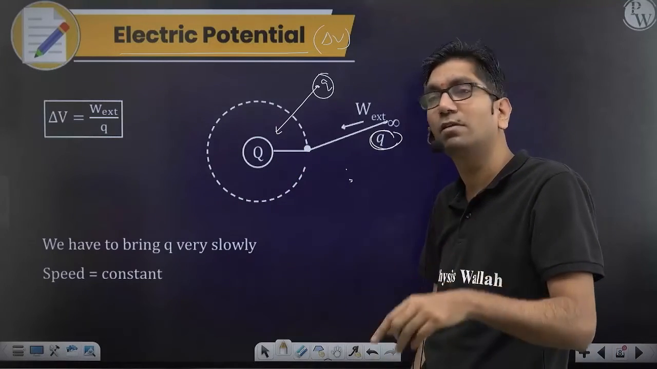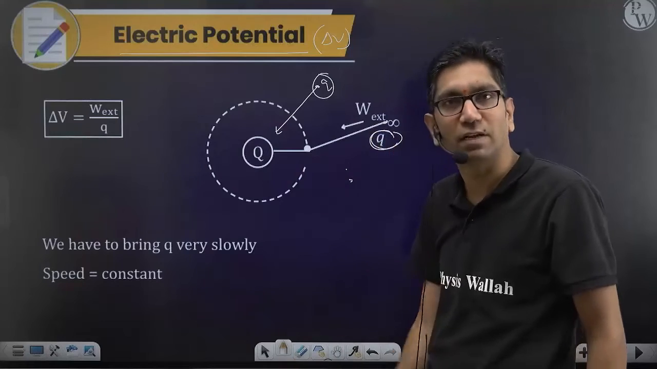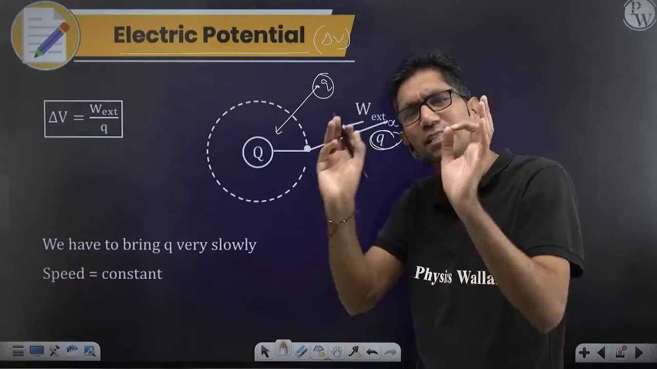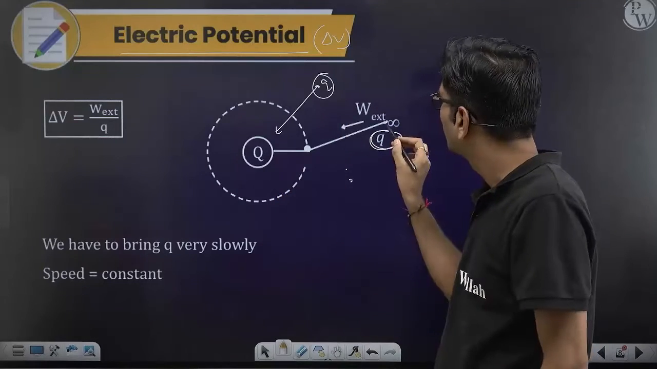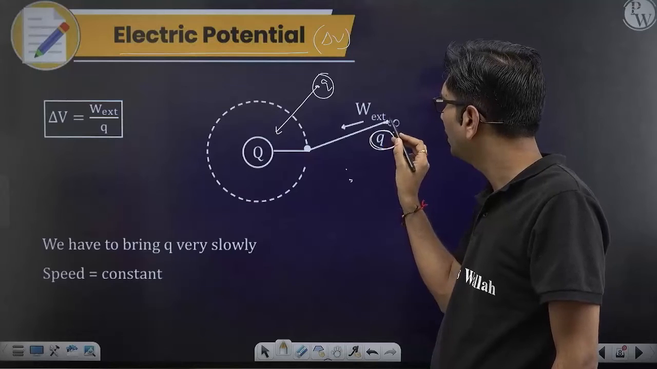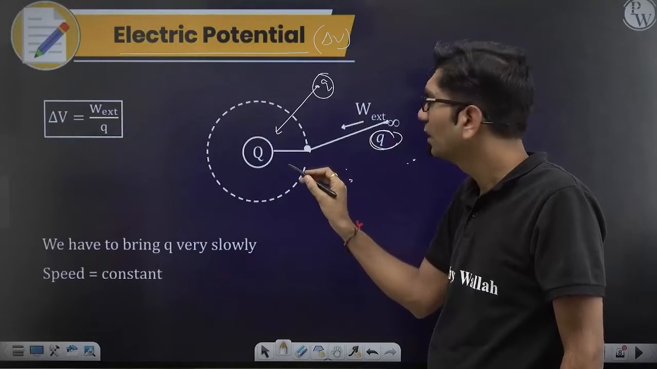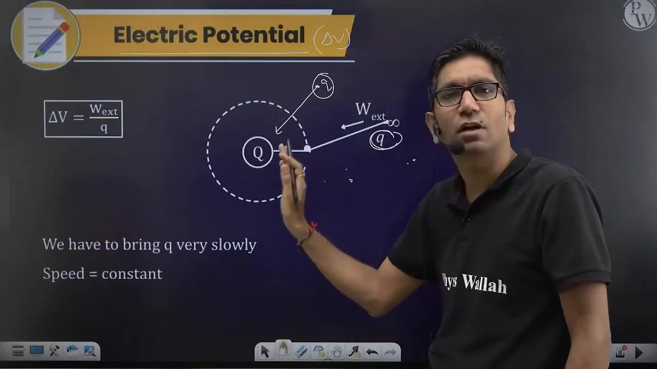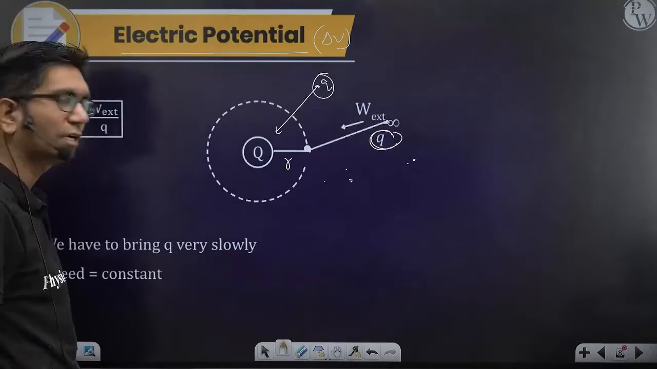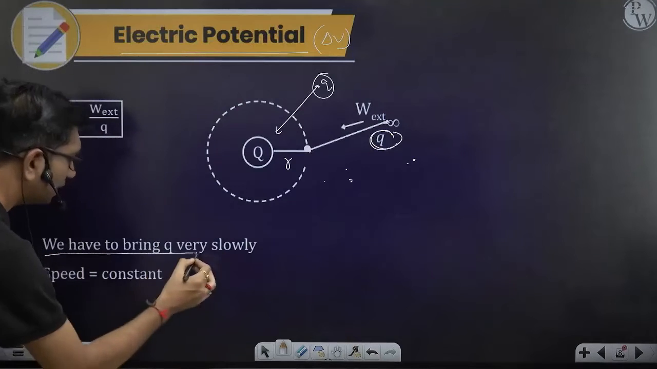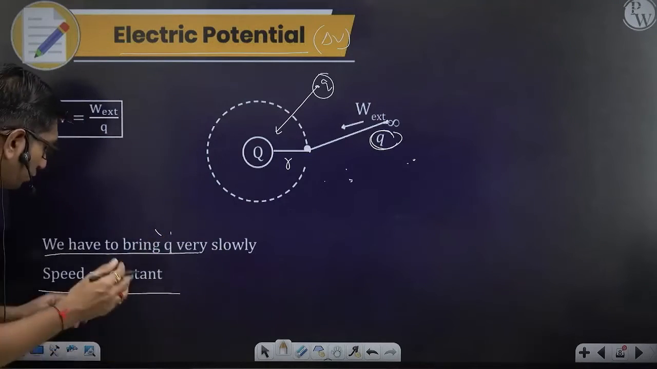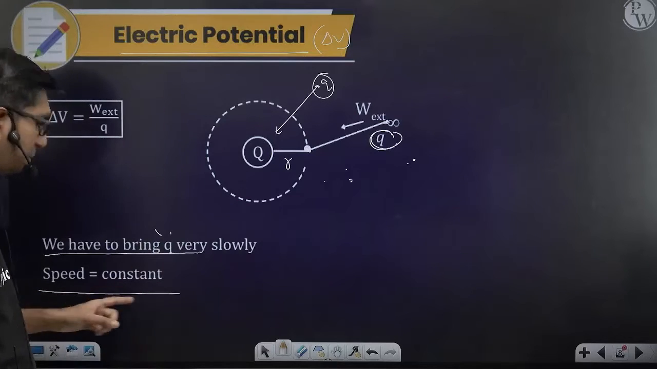I am doing the work against the electric field. Is it clear, beta? I can't explain in detail, so this point is sufficient for you now. I am doing work for bringing a charge from infinity and keeping it here. Why? To calculate the potential of this point. How do we have to bring this? We have to bring the charge Q very slowly, in such a way that its speed is constant.